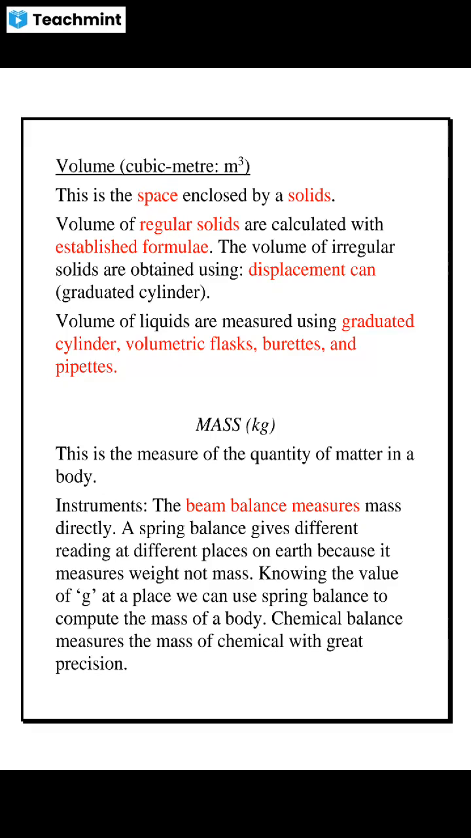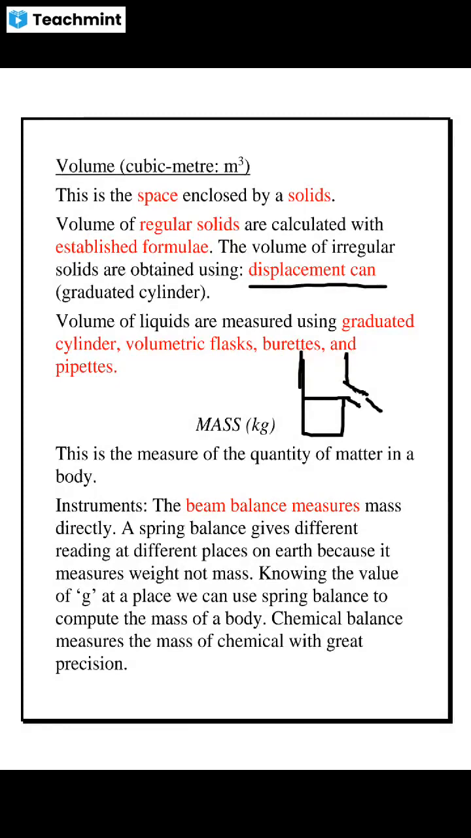But what happens if you want to calculate the volume of an irregular solid, e.g. a stone? How do you do it? We can make use of what we call a displacement can. How does a displacement can work? You have a can like this that has something like a funnel here. It has an opening there. So we put a liquid to the brim here, making sure that the liquid is almost dropping from the opening.